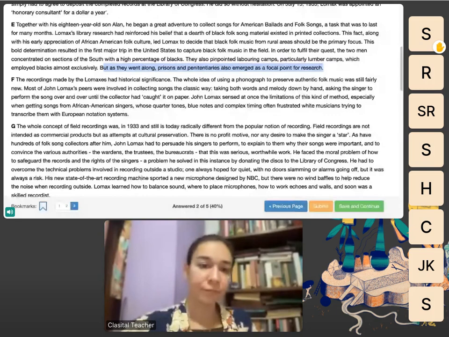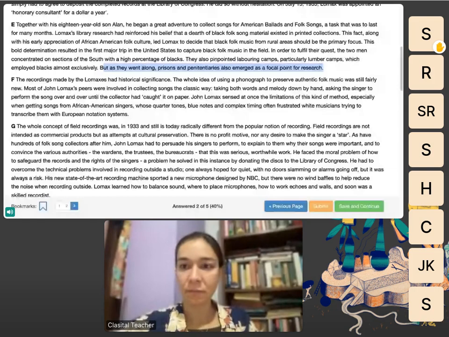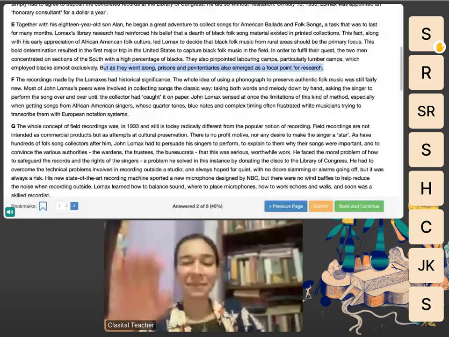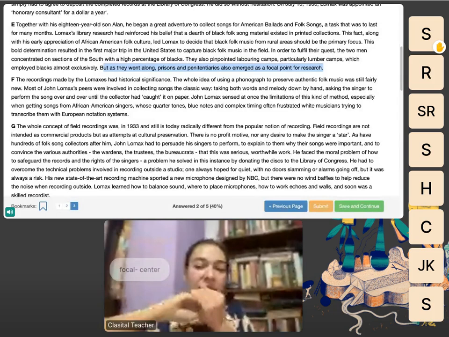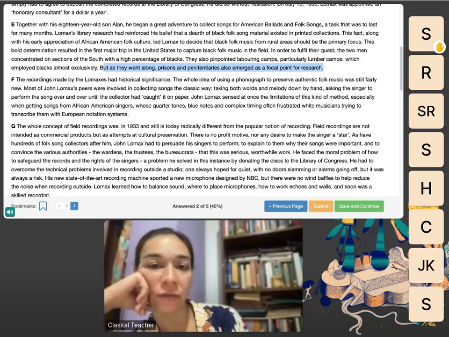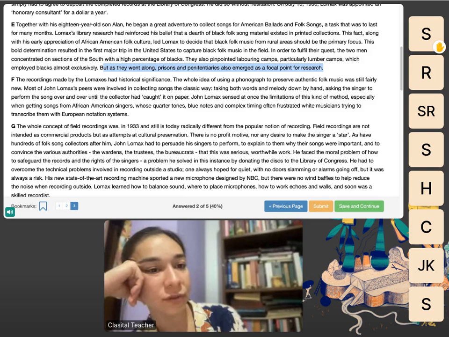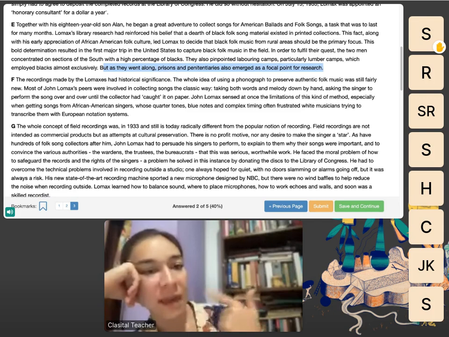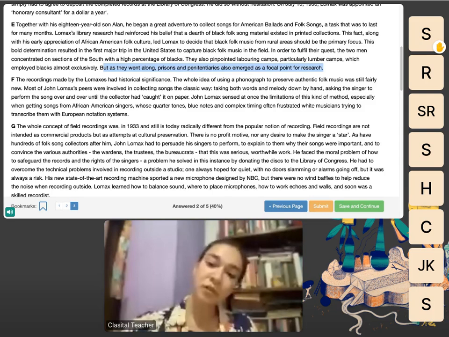Focal means, let me see. Focal means like the center, like that point. Okay, let's look at five. While he and his son were on their trip, they added something as places where they could find what they were looking for. The two men concentrated on sections of the South with a high percentage of blacks. They also pinpointed labor camps, lumber camps, but as they went along, prisons and penitentiaries also emerged as a focal point for research. So do we have an answer?